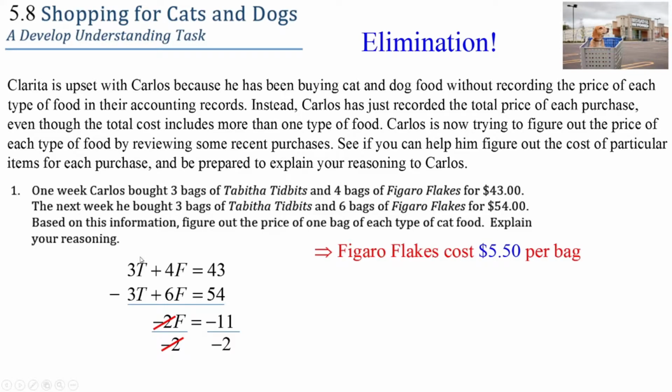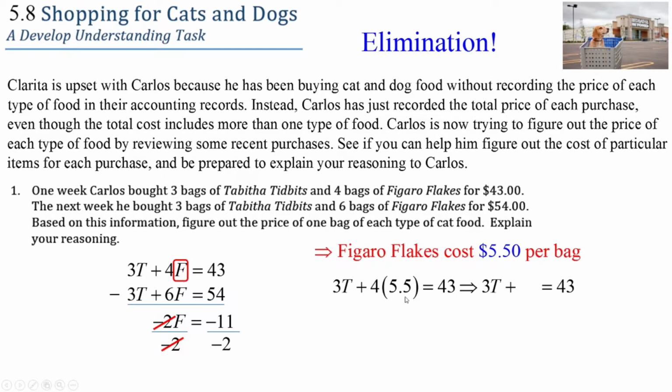Now, we can take this value for f and plug it into any of the original equations to solve for t. So let's put this f as 5.5 right there, direct substitution, and then solve for the t. So we have 3t plus 4 times f, which is 5.5, equals 43. Let's clean this up. So that would be 3t plus, and 4 times 5.5, well, 4 times 5 is 20.